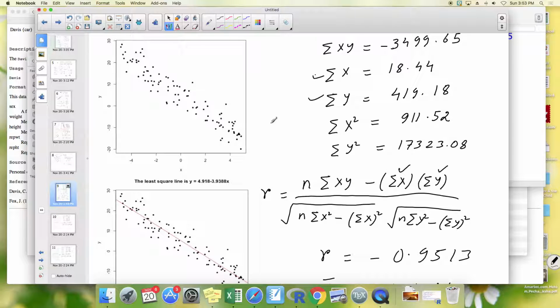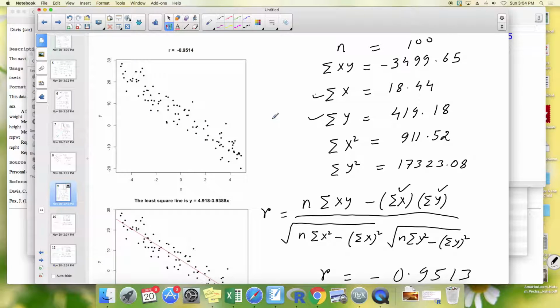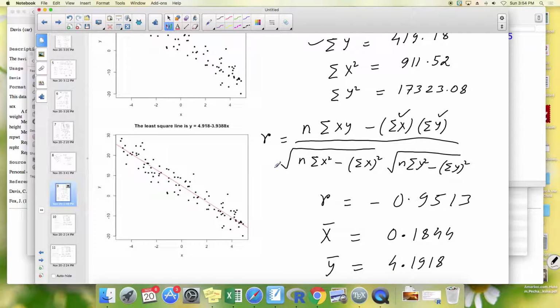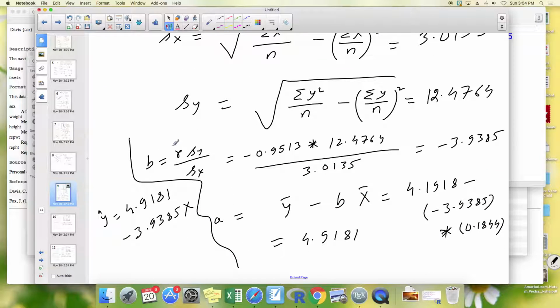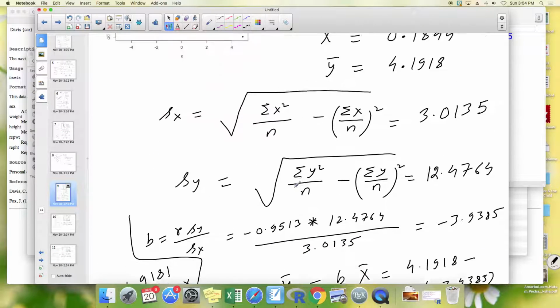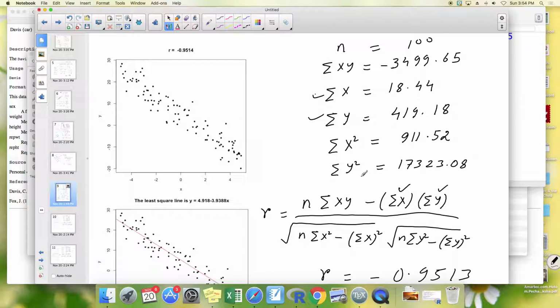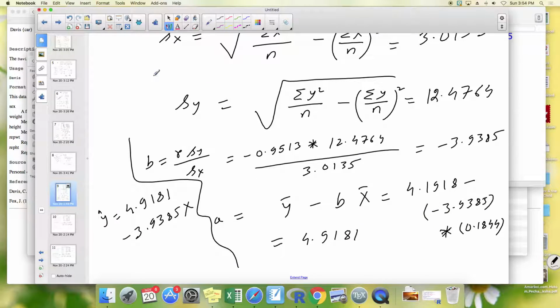So that's almost chapter 9.1 and 9.2. What questions can you expect? I'll give you a bunch of numbers like this, and from that you have to basically calculate R. After you've done that, calculate X bar, Y bar, SX, SY, and plug in B and A, and that's it. That's all I want from you, this set of calculations. Okay, bye.